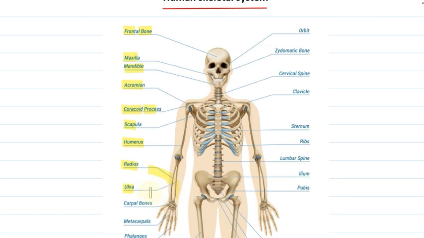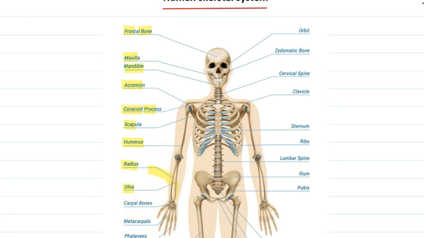Then the ulna is one of the two bones that make up the forearm, other than the radius. It forms the elbow joint. The ulna forms the elbow joint with the humerus and also articulates with the radius.